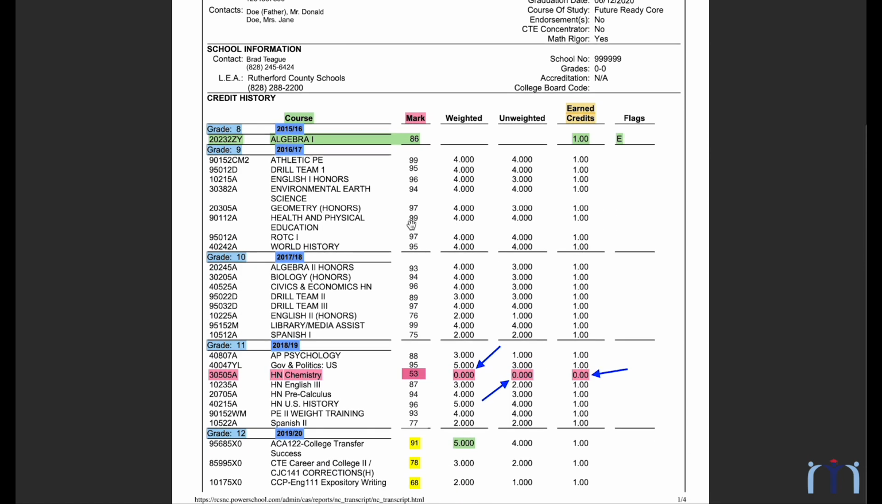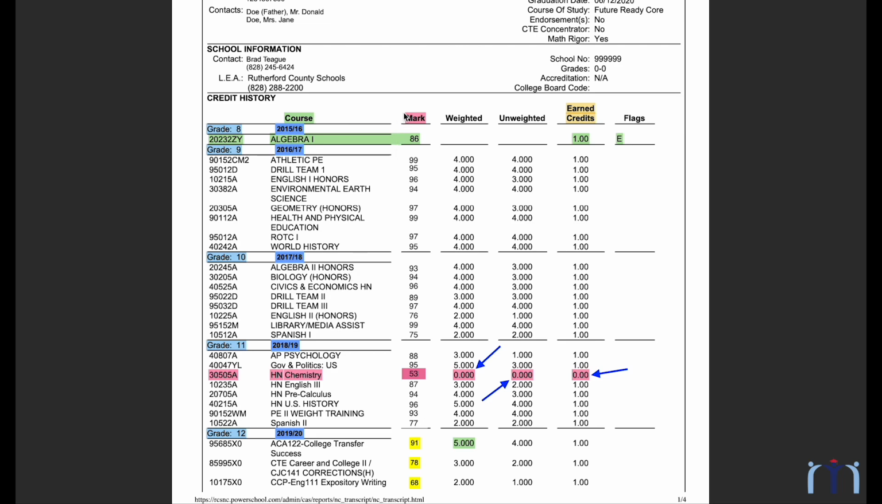Next, we have our credit history. So this is the meat of the transcript, if you will. I've got several things marked here as we go down to the content. The first thing you'll notice in the first set of headers is the course, which, everything on that green highlighted portion down, will be the name of the course that the student has taken or is taking.